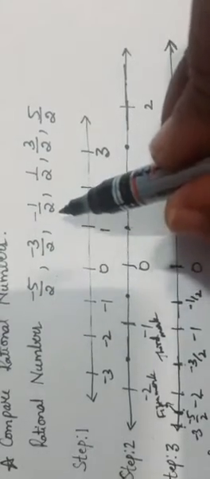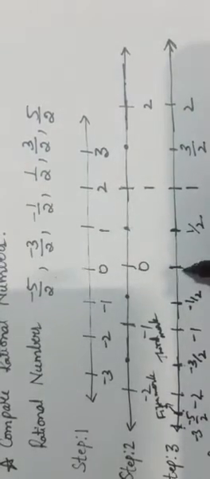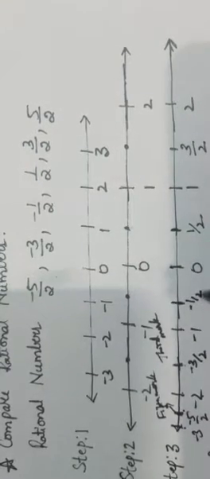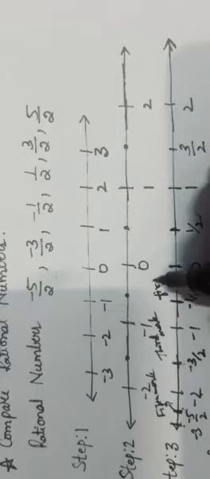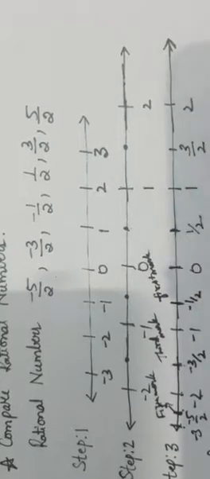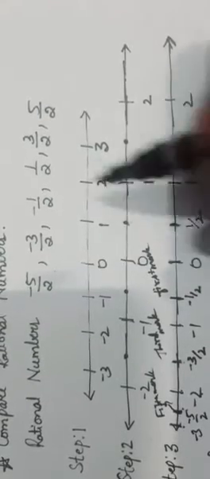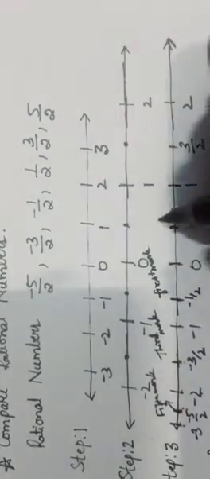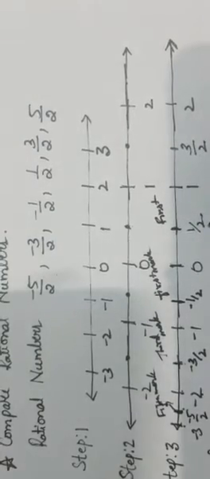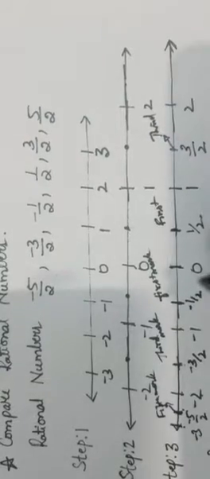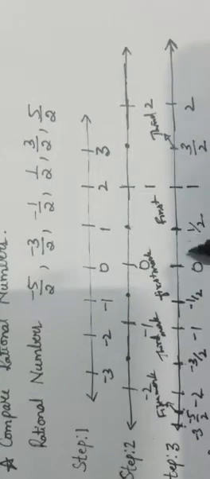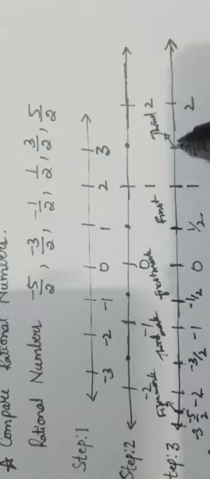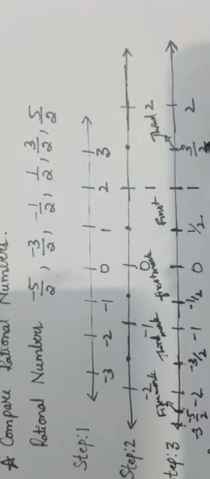Next is minus 1 by 2, to the left of 0. The first division will be minus 1 by 2. We say this is the first mark. If we represent 1 by 2, 1 by 2 comes to the right of 0. In 1 by 2, in the numerator we have 1. So, the first mark will be 1 by 2. Now 3 by 2. From 0 to the right of 0, we have first division, second division, third division. So, the third mark is 3 by 2.